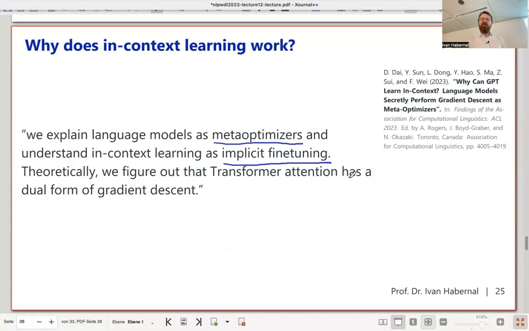Theoretically, we figure out that transformer attention is a dual form of gradient descent. So it gets very nasty with learning theory and optimization theory and stuff like that. There is something about it, and this is a really active area of research, why in-context learning works and why not. There are different perspectives and different ways of trying things. One shows that if you shuffle the words a little bit, it has some impact and it will work better; something is important, something not.